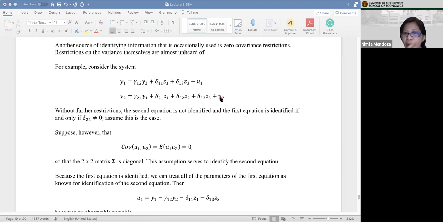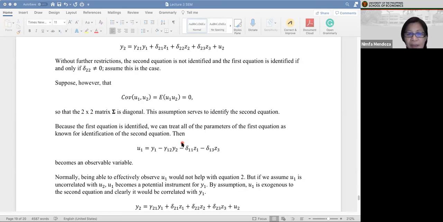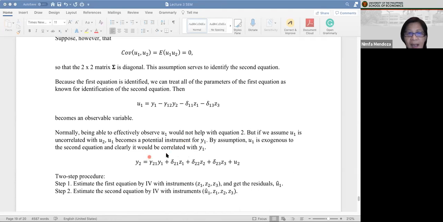What are the two conditions for an instrument? You have relevance: u sub 1 affects y sub 1, so u sub 1 and y sub 1 are correlated. So if you use u sub 1 as an instrument for y sub 1, the second condition is that u sub 1 must be exogenous, uncorrelated with u sub 2. So therein comes the assumption of zero covariance between u sub 1 and u sub 2.